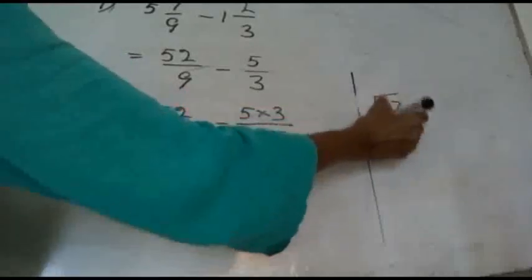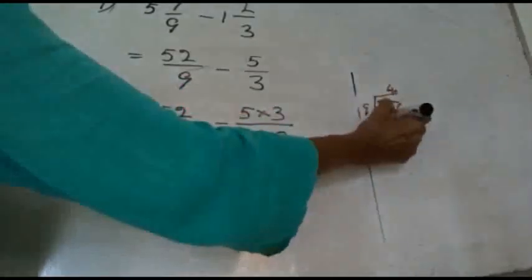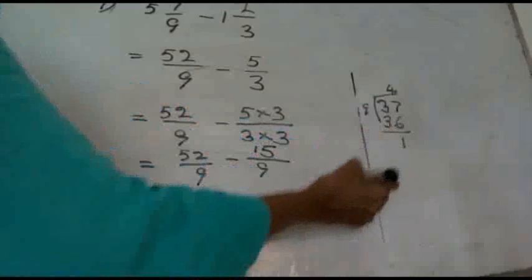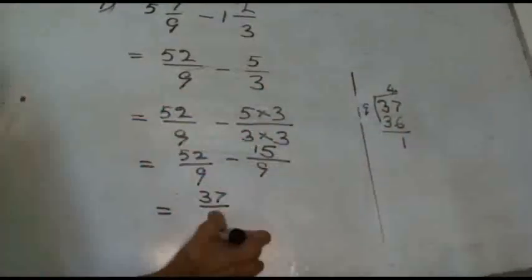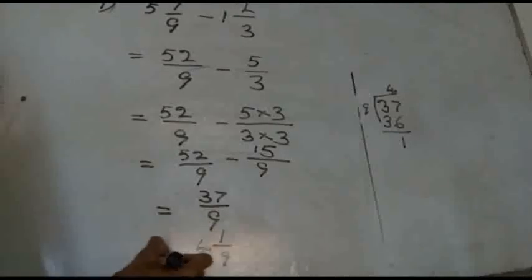37 divided by 9. 9 times 4, 36. Remaining 1. 4 and 1 over 9 is the answer.